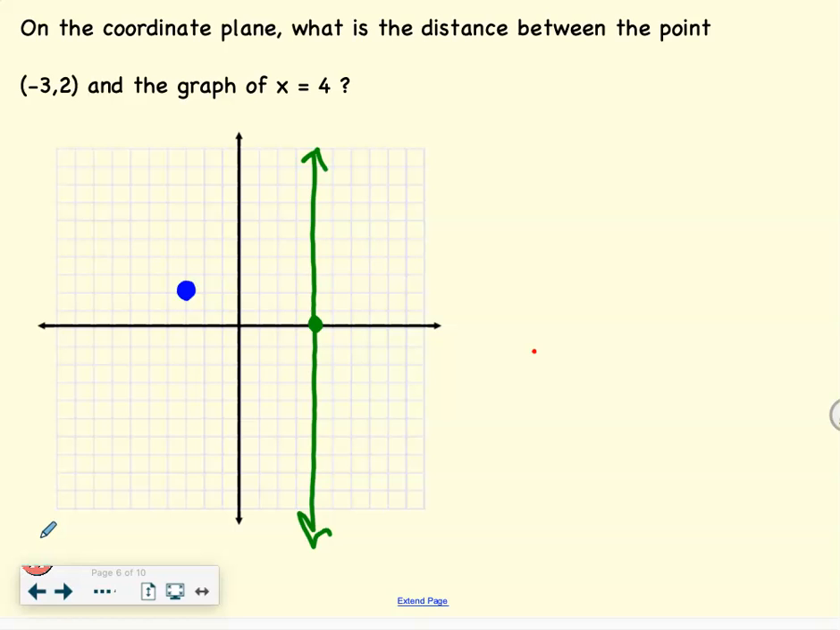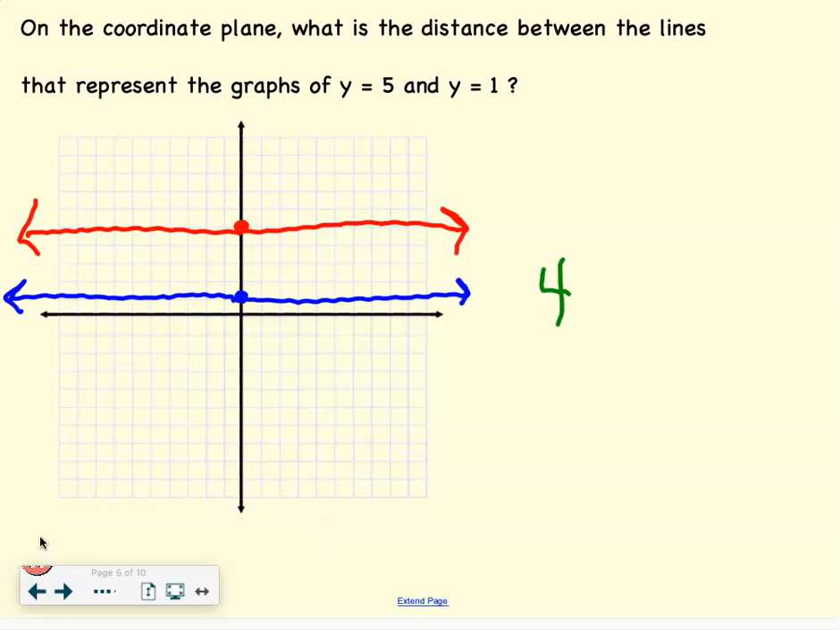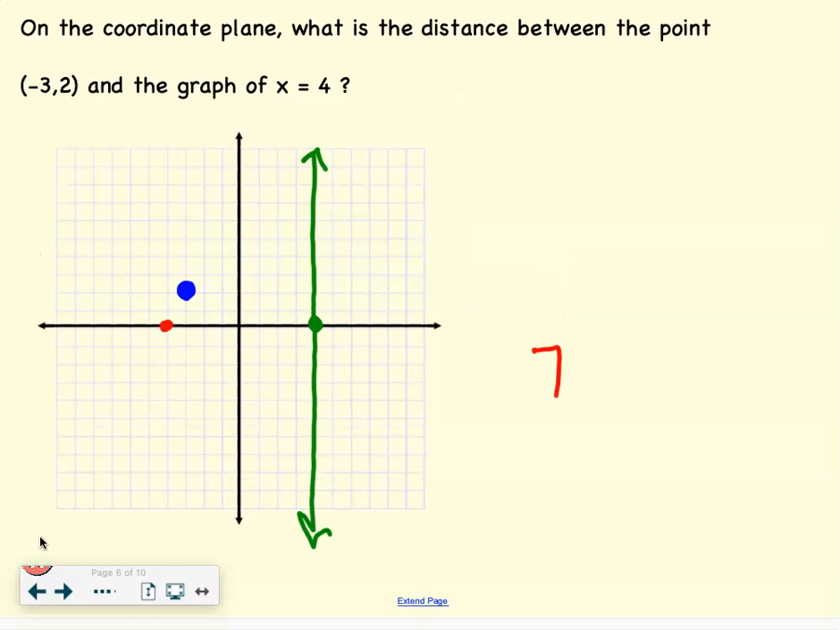Since it says x of 4, it's just any point on the line? Any point on that line. So what if it said 4, 0? Then I go over, that's 4. These are just points. It's not an equation. It's just a point. Before, you had two equations, y equals 5 and y equals 1. This one, I just have a point. That's not an equation.